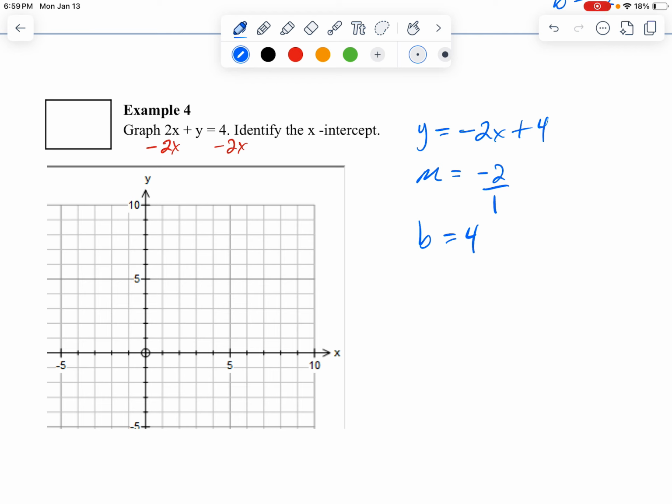So here's how we graph this. Once I have those two values, y-intercept, remember, is where it crosses the y-axis. So it crosses the y-axis at 4. So I know that one point on my graph is right here. Now from there, I'm going to use slope to find additional points. So remember, this is rise over run. In other words, this is how much does it go up or down and how much it goes right or left. So since that's negative 2 over 1, it's going to go down 2 and right 1. Okay, so that's a point on our graph. Down 2 and right 1.